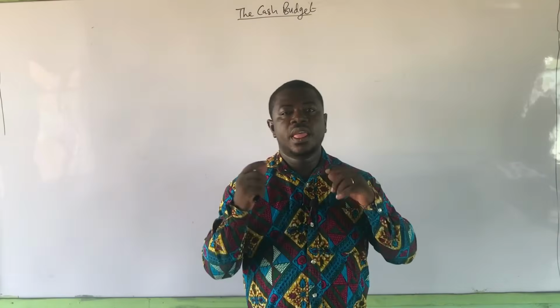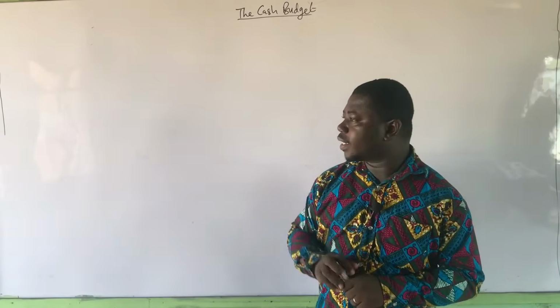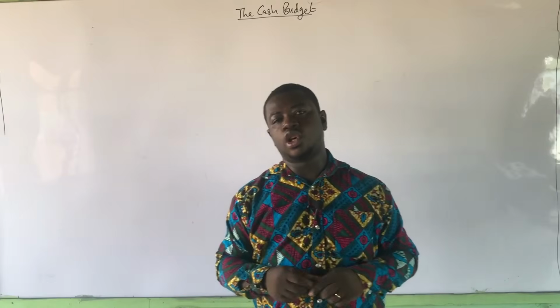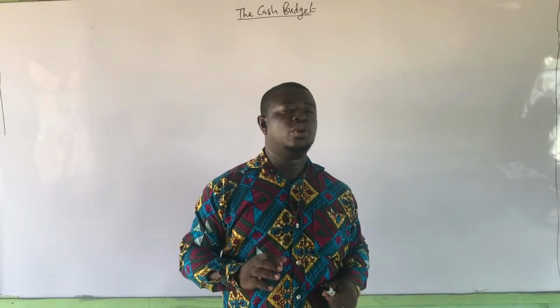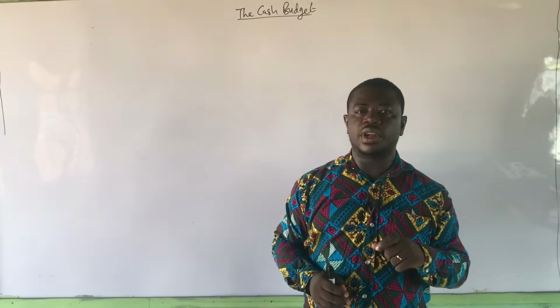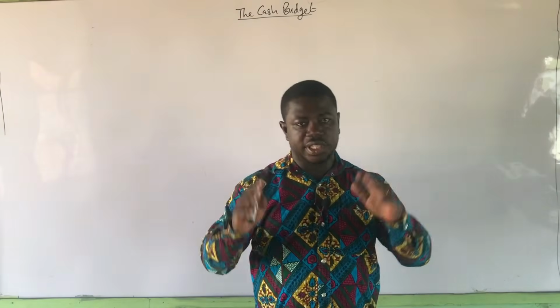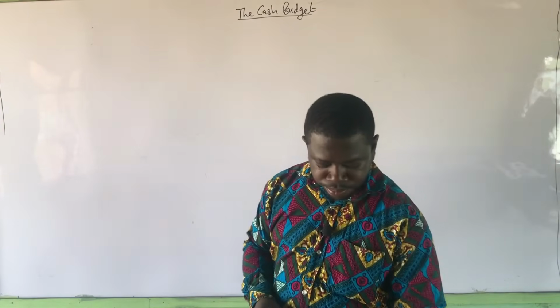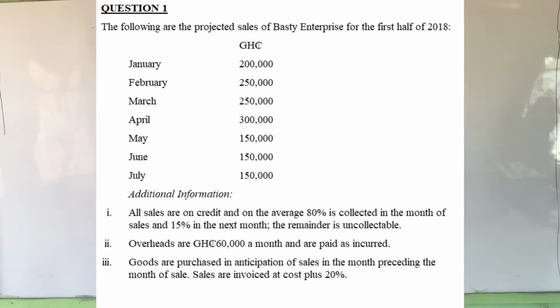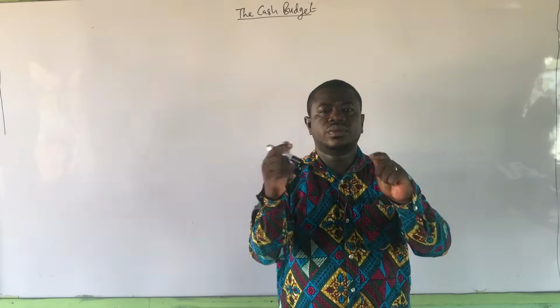All right, so now that we are done with the cash collection from debtors, let us also focus on purchases, because I told you from the previous video that the headache about these workings is only on the credit sales and the credit purchases mostly. The rest are no headache at all. So now additional information 3 tells us that goods are purchased in anticipation of sales in the month preceding the month of sale. Let us pause and do this analysis.